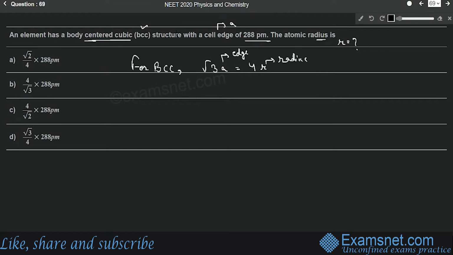So we have to find out the radius. That means R will be equal to root 3A divided by 4. Now the value of A is given, so root 3 into A, that is 288 picometer, divided by 4. So out of the given options we can see option D is the correct answer.